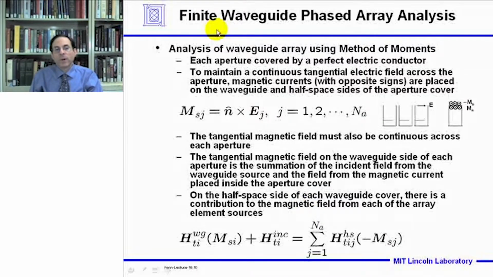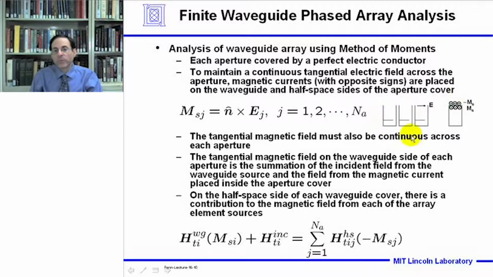Now, one way to analyze a finite array of rectangular waveguides is to use the method of moments. In this case, each aperture is covered by a perfect electric conductor, and to maintain a continuous tangential electric field across the aperture, magnetic currents with opposite signs are placed on the waveguide and half-space sides of the aperture cover. Here we're showing a side view of a waveguide. We put a metal cover over the aperture, and then we place magnetic current sources with opposite phases on the top and bottom as shown here, inside the waveguide and outside the waveguide in free space, or half space.